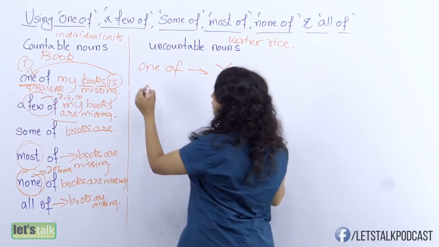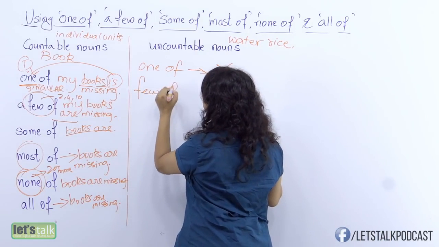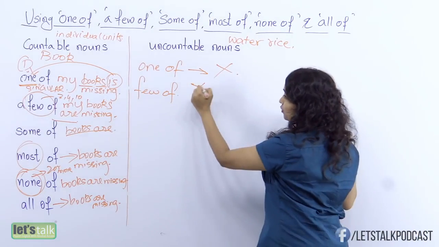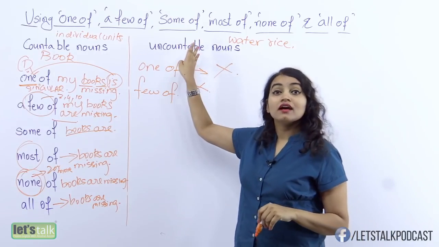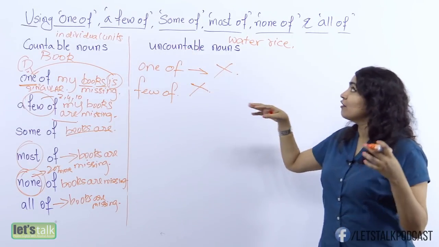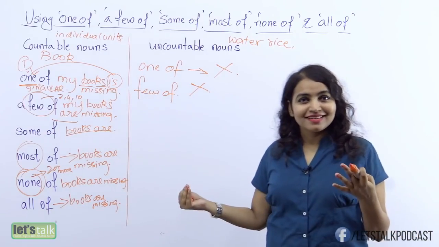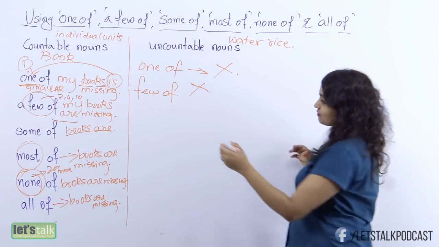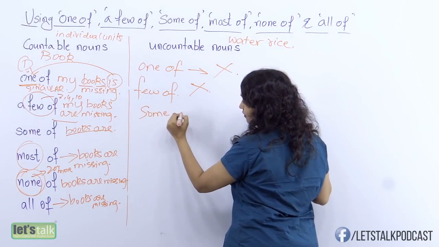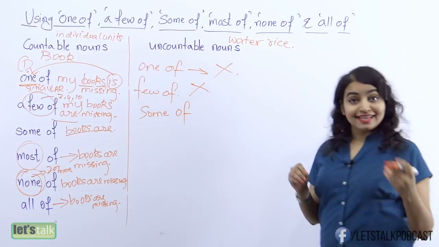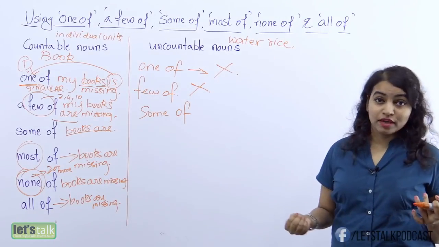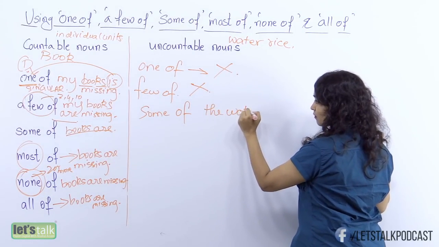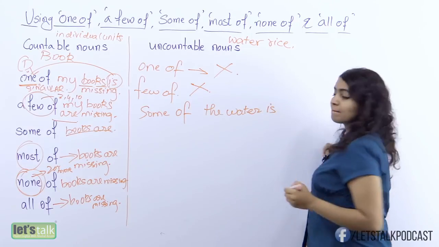Okay? What about few of? Again, this expression cannot be used when you are talking about an uncountable noun. You can't talk about a few of water, a few of rice. It does not sound right, right? How about some of? Well, if I have some of, yes, I could use some of with an uncountable noun. I could say some of the water is dirty.